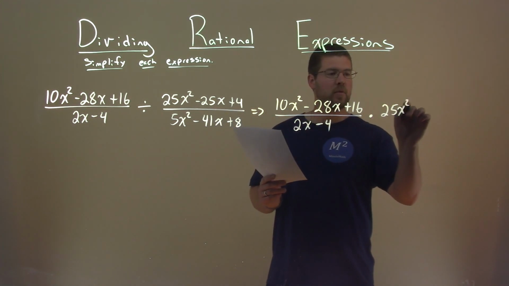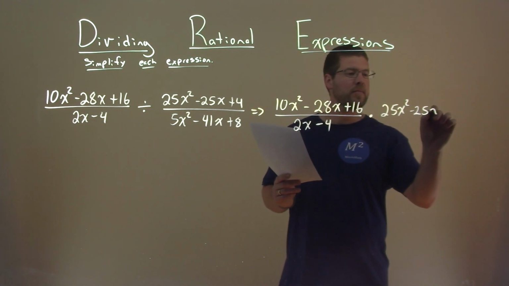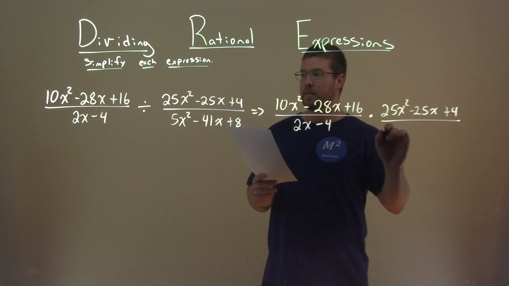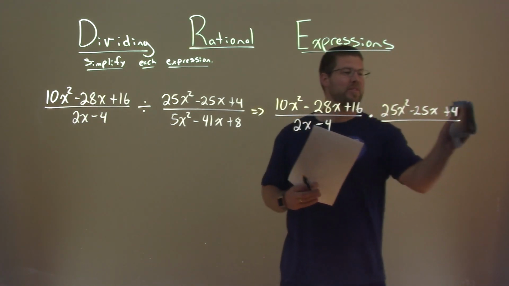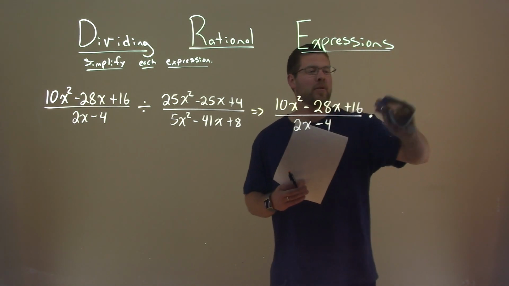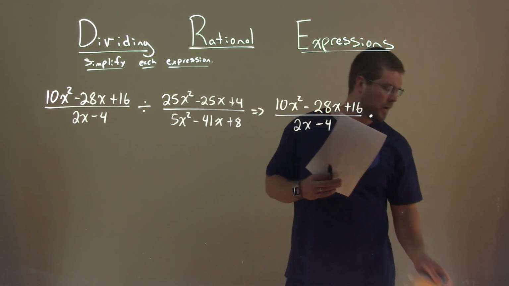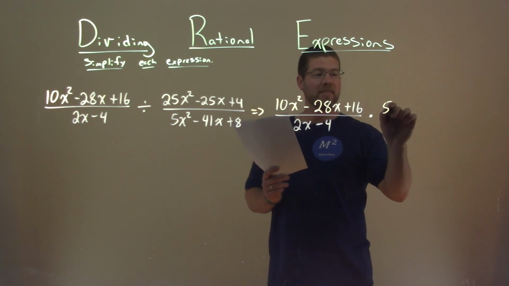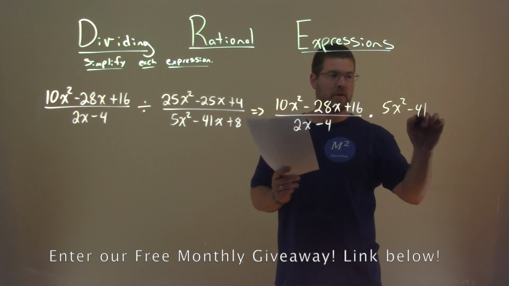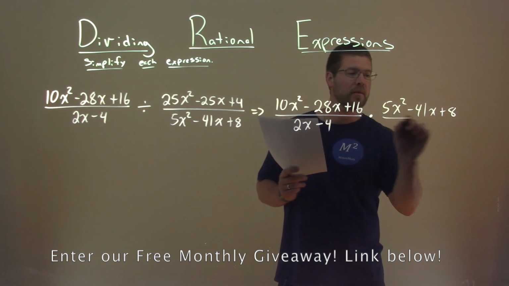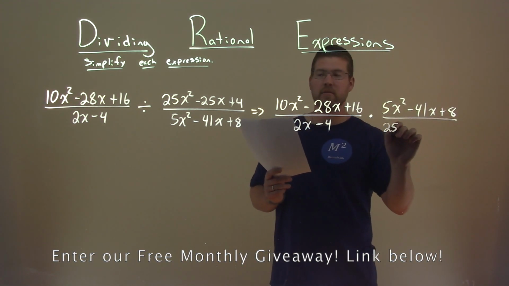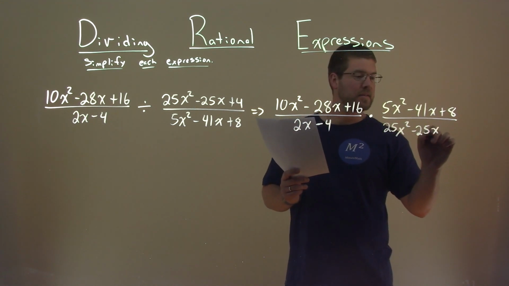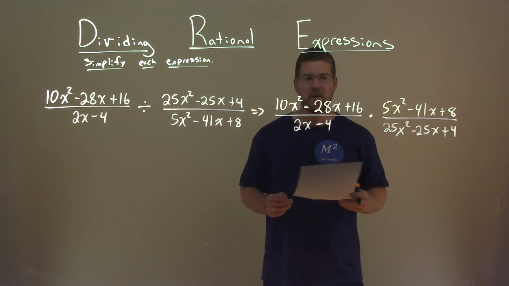25x squared minus 25x plus 4 here over. I rewrote this top one. Well, if you saw that and were wondering what I was doing, let me know down below, but I caught it. Remember, like I said, we're flipping the second part. So a 5x squared minus 41x plus 8 is in the numerator, and the denominator is a 25x squared minus 25x plus 4. All right.